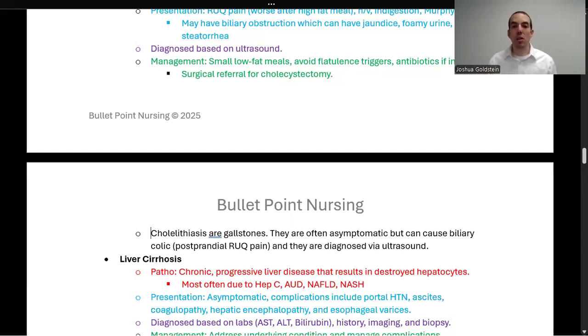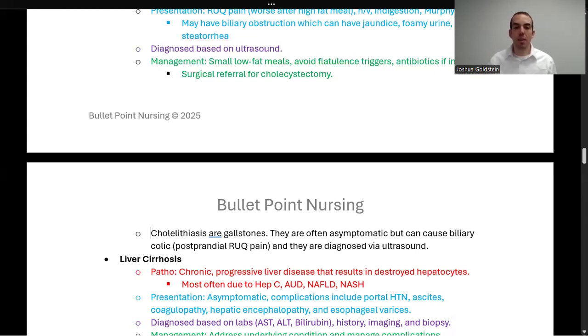Cholelithiasis, just real quick, are gallstones. Gallstones are often asymptomatic, but they can cause gallbladder issues like we just mentioned. Next, we have liver cirrhosis, and then we're going to be done with the liver. So, actually, no, we're not. But liver cirrhosis is the end of where we get when we have liver diseases.